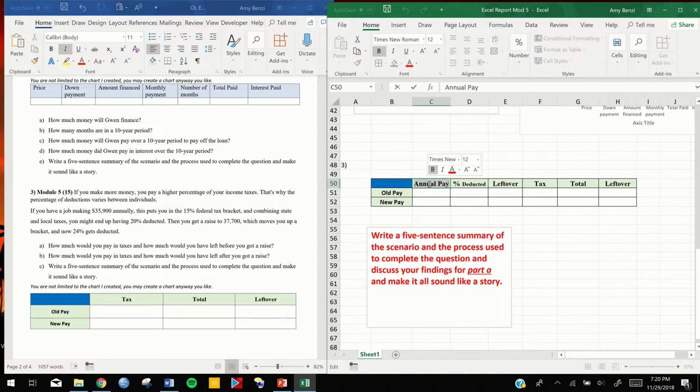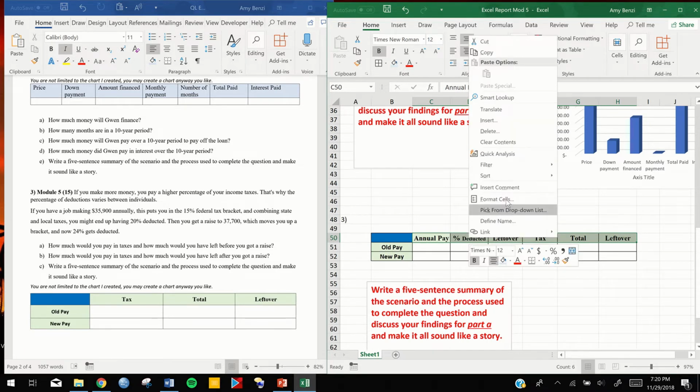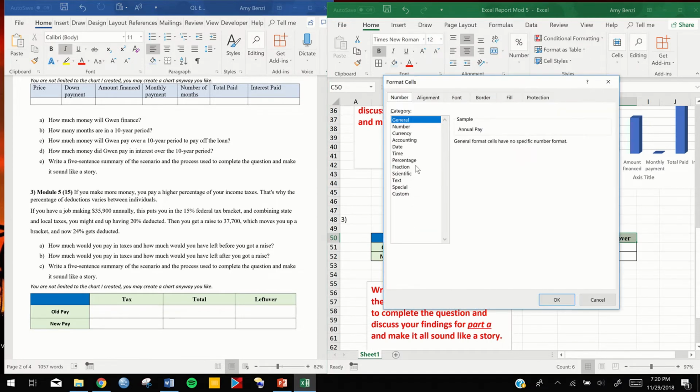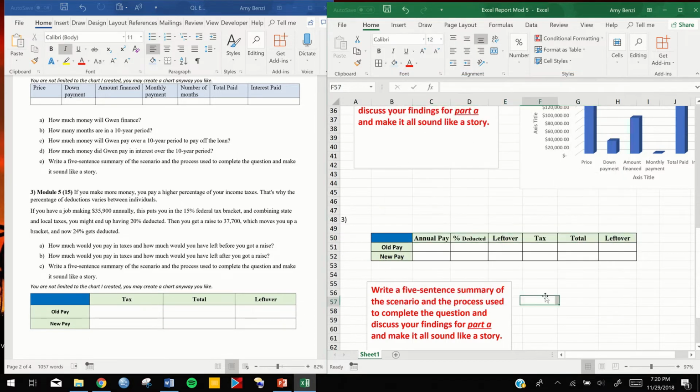And there was something that happened up earlier. I realized I didn't tell you guys, but if you select your cells, and you can right click, and I know I've showed you this before, go to Format Cells, and then Alignment and Wrap. Anytime you do that, then everything you write will automatically be wrapped in the correct amount of space that it needs. All right, so we have our annual pay, the percent deducted, and then what? We don't need this anymore.